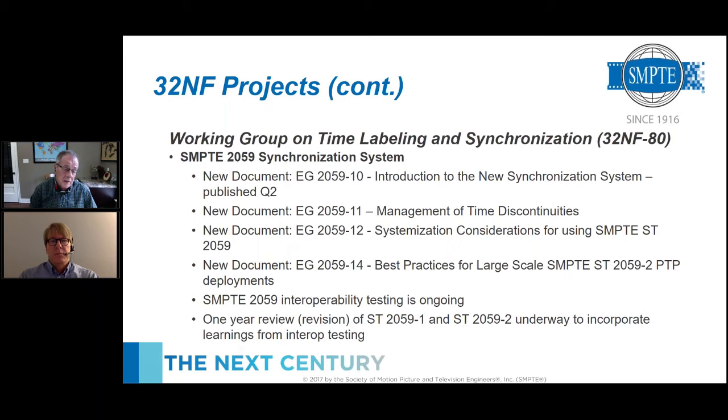And we did that again at the annual conference in Hollywood last week, and it was very well attended, along with the tutorials, which were Q&As about 2110 and 2059. The interoperability testing has gone well, and quite frankly, the documents were pretty solid right out of the gate. There were a few interoperability issues identified, and so the 1-year revision of 2059-1 and -2 is underway to incorporate the learnings from that interoperability testing.